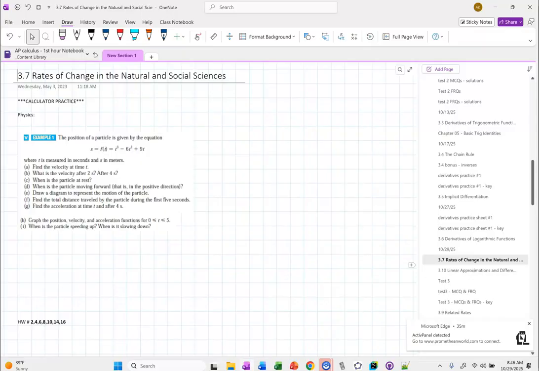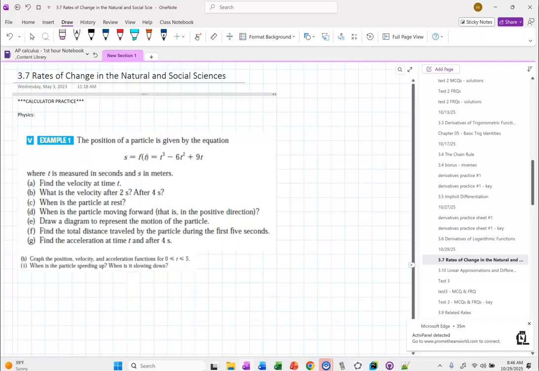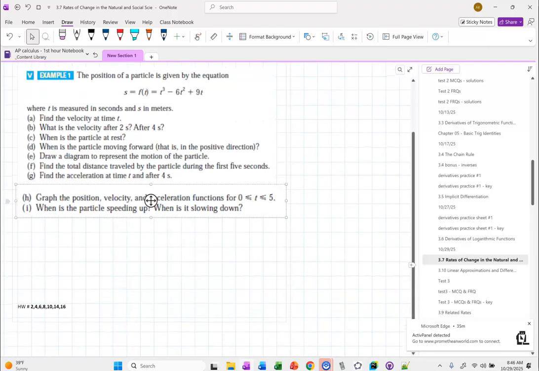So the other piece that I want to talk about today is section 3.7, which is just story problem application problems. There's no new concept, nothing new. All we're going to be doing is using our derivative rules and some basic problem solving skills.